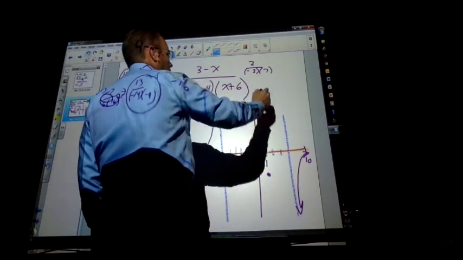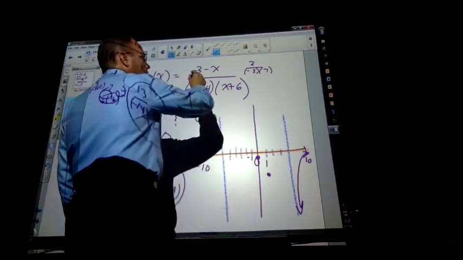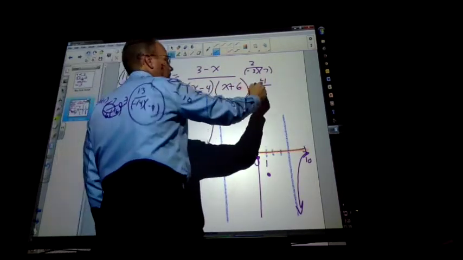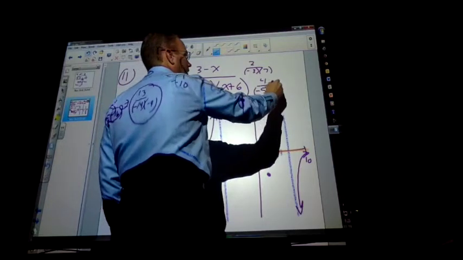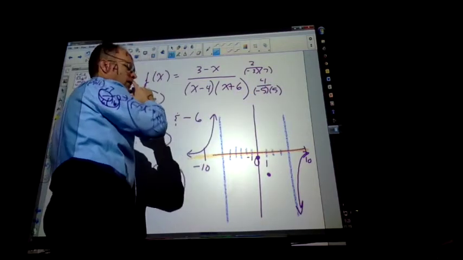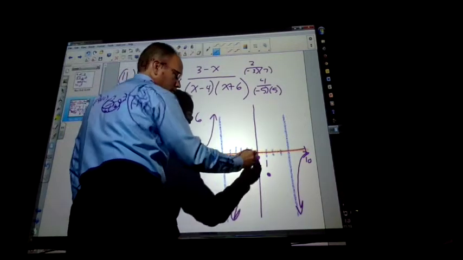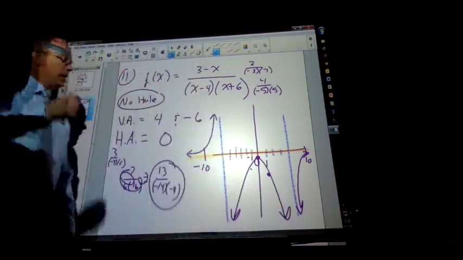What if I plug negative 1 in? 3 minus negative 1 is 4. That's going to be negative 5. Positive 5. Positive or negative? That's basically what that graph's going to look like.